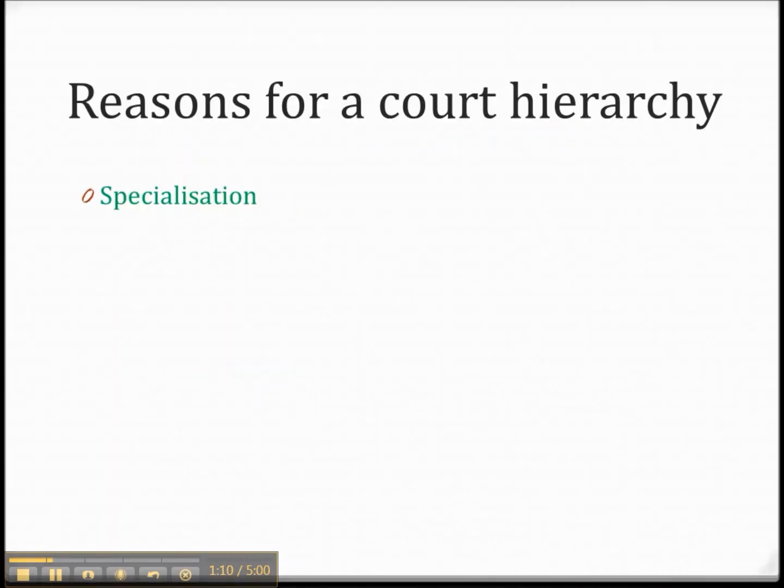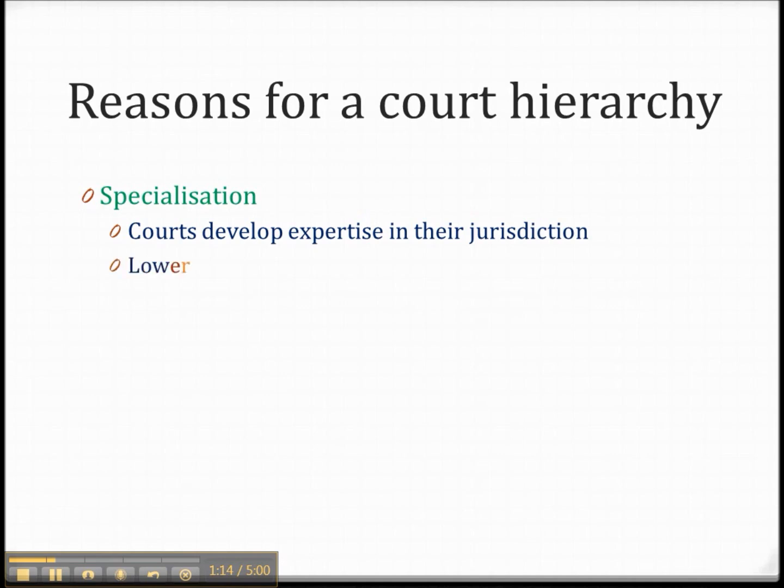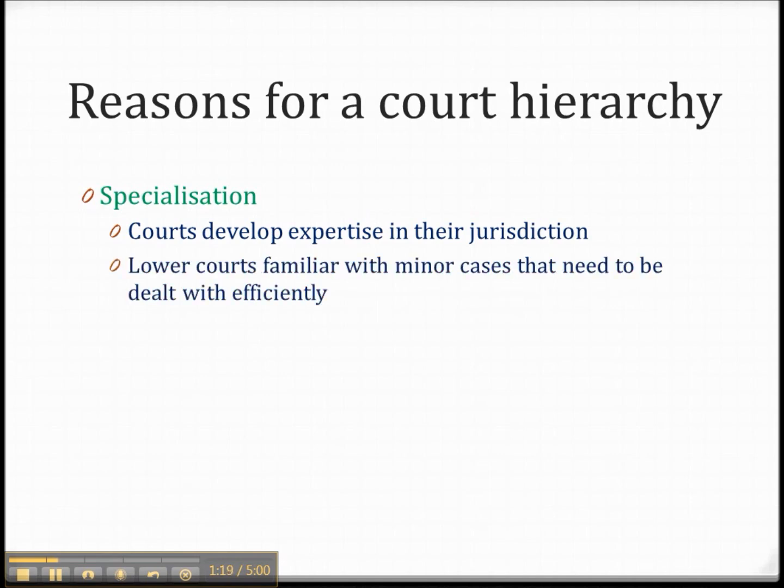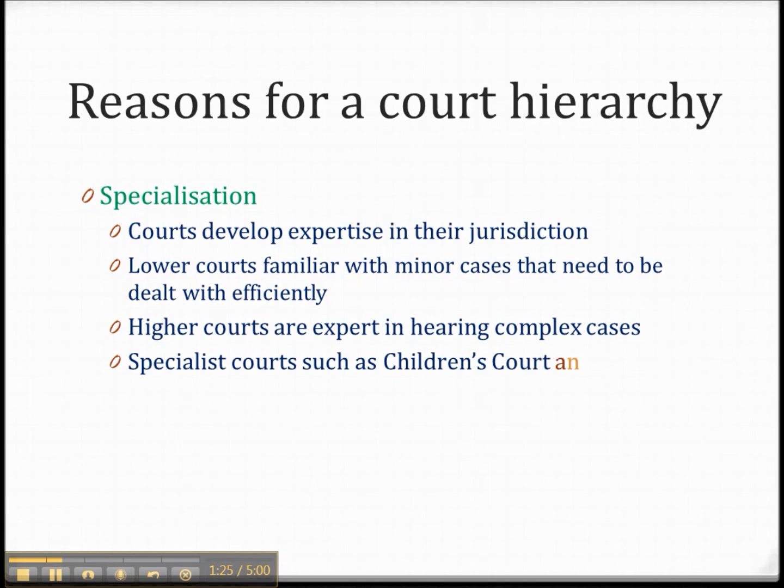The third reason is specialization. The courts develop expertise in their jurisdiction. Lower courts are able to be familiar with minor cases that need to be dealt with efficiently, and higher courts are expert in hearing complex cases. We also have specialist courts such as the Children's Court and the Family Court to deal with specialised areas of law. Again, without a court hierarchy, these courts wouldn't be able to develop that sort of specialisation.